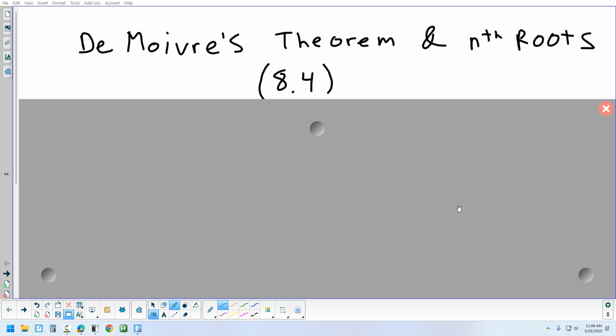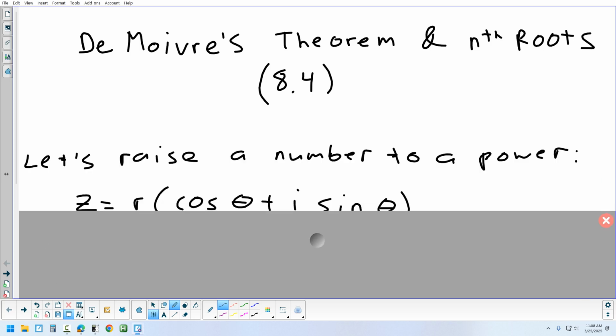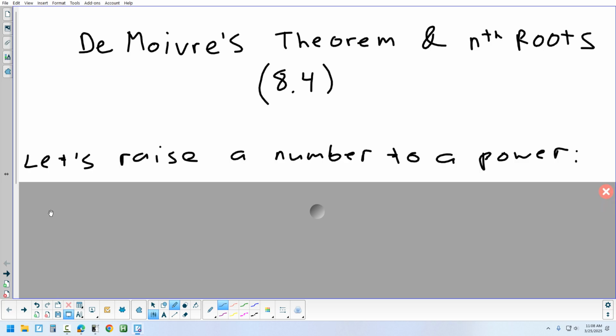So we did multiplying and dividing together because they kind of undo each other. And same with raising to a power and taking a root. Those also cancel each other out or undo each other. So for everything we're going to do today, for it to work, we have to use trig form. Okay? Standard form is not going to work for us.